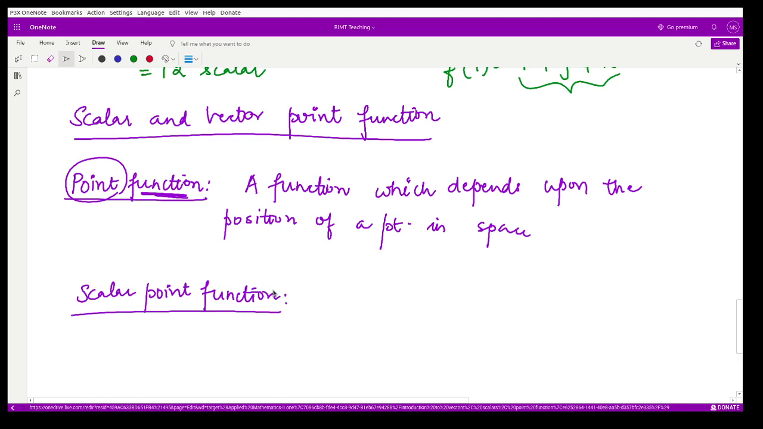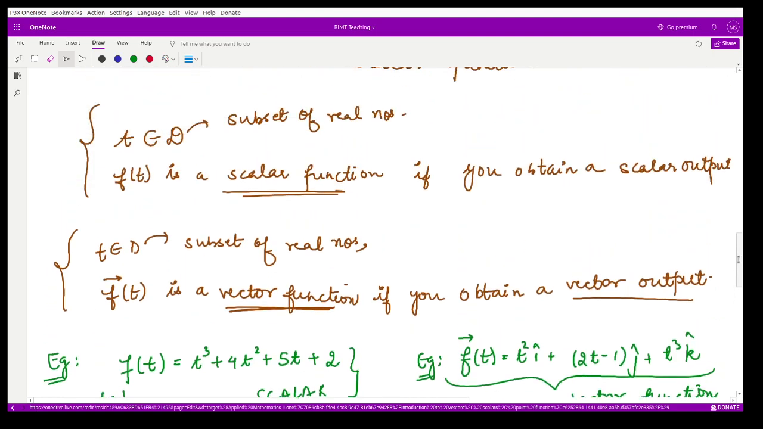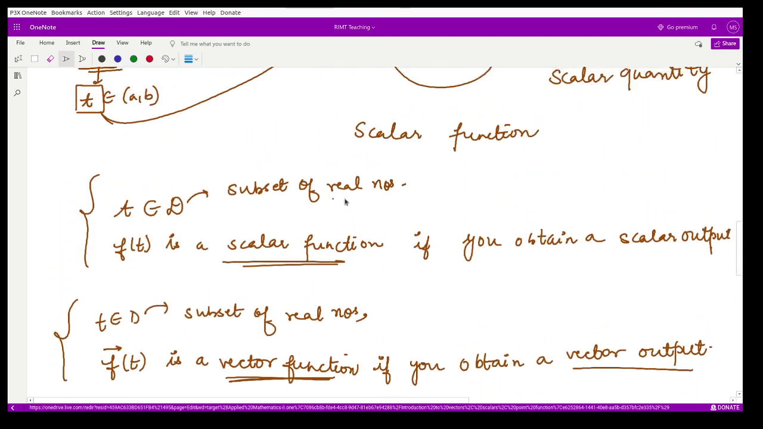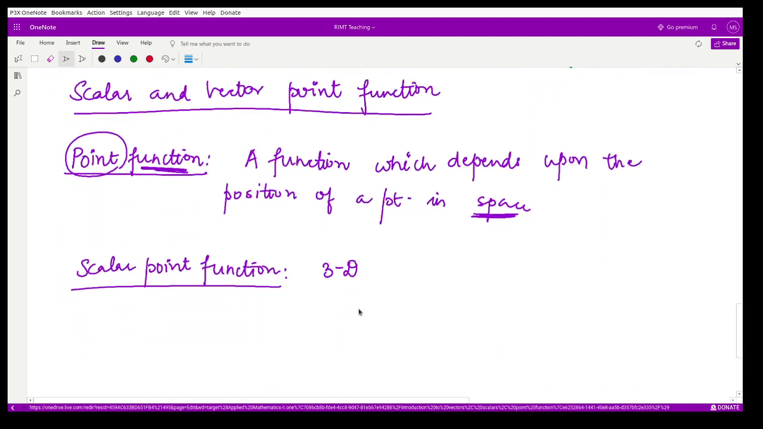So here in point function we are talking about space. So that means we are in 3 dimensions. In the scalar and vector functions, we were in the one dimension line, right? Because we took the subset to be that of real numbers. And what is a real number? That is only one dimension. So accordingly here we are in 3 dimensions.